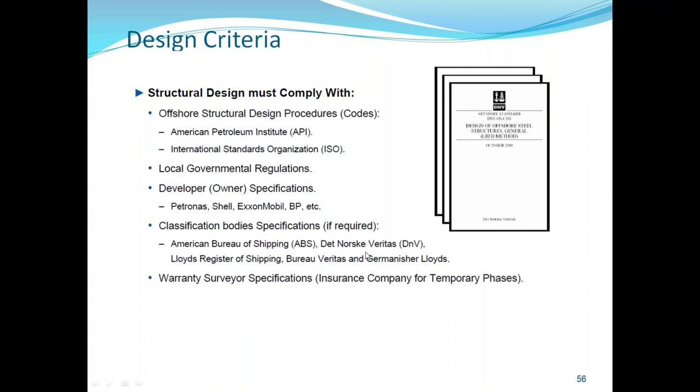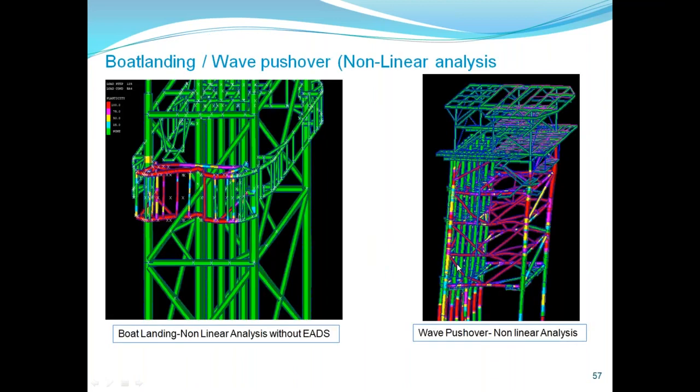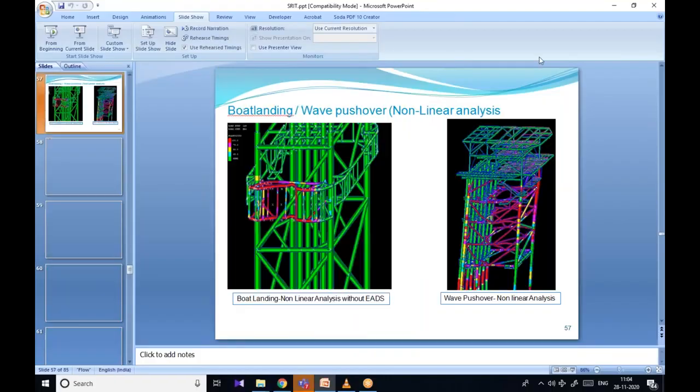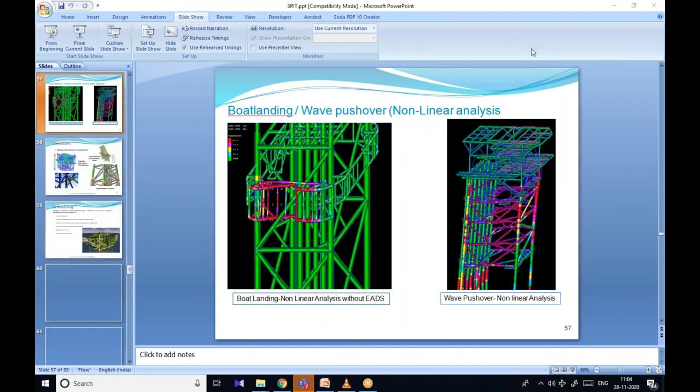And you have Petronas, Shell, ExxonMobil, British Petroleum. These are their own specifications, because on top of the codes, you need to make sure that you are following these also. So there are a lot of codes, and a lot of classification bodies. That means these people will come and check, once you build your structure, as a third party. They will check that you have maintained all the code provisions based on API, Petronas, Shell, whatever, and give a certification.